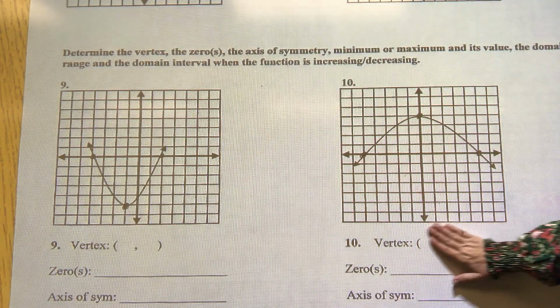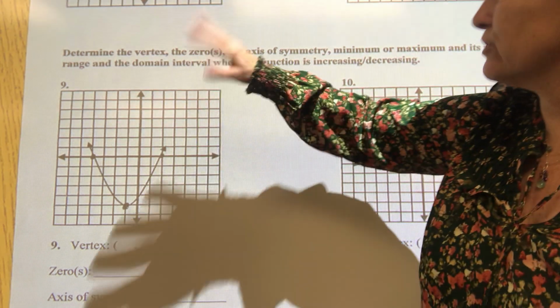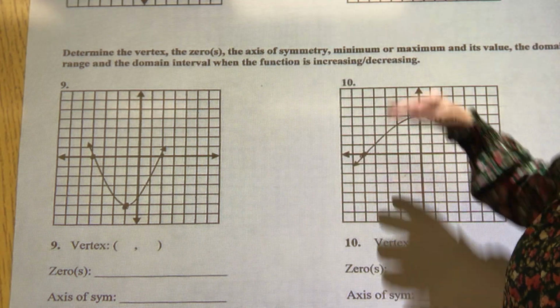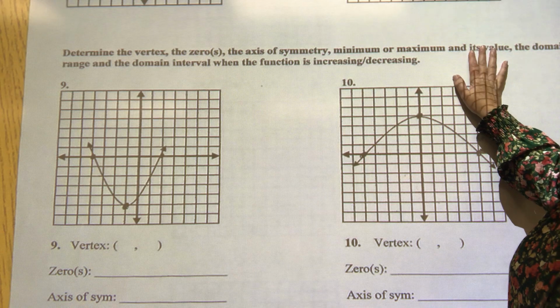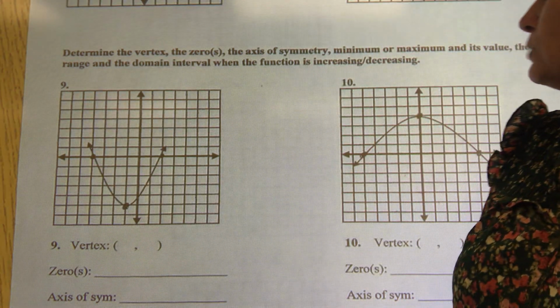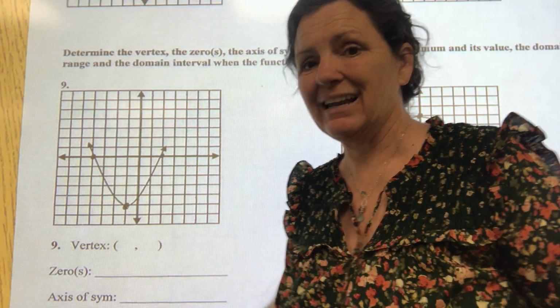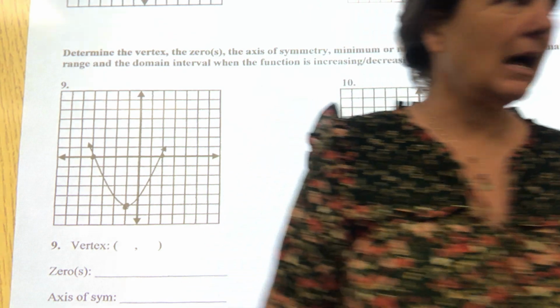And then we got the vocabulary extravaganza. What is a vertex? What are zeros? What is an axis of symmetry? What's a minimum or a maximum and that value? What's the domain? What's the range? And the domain interval when the function is increasing or decreasing. You're like, what the heck, right? I know, it's a lot.